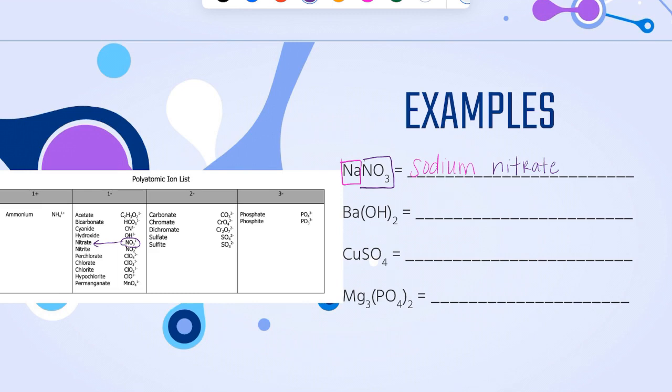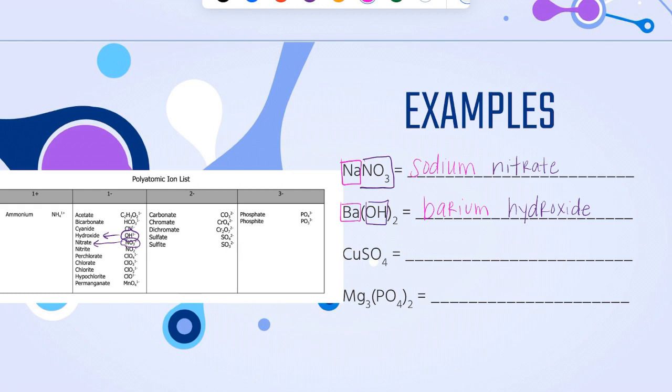Okay, let's try another example. So we have Ba on our periodic table. We can find it. That's barium. And as always, we'll ask ourselves, is that a transition metal? And since it's not, we don't need a Roman numeral. So then we want to look at our list, and we're looking for this OH. If we take a look, we can find this OH is right there, and that is called hydroxide. So this compound is called barium hydroxide.